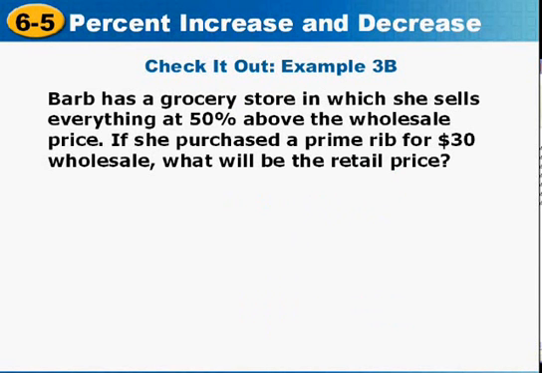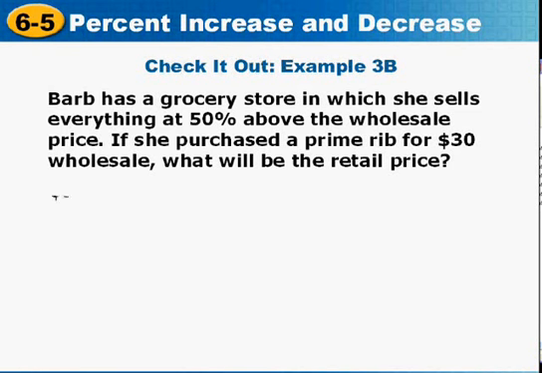One more, check it out. Barb has a grocery store in which she sells everything at 50% above the wholesale price. If she purchased a prime rib for $30 wholesale, what will be the retail price? So again, this is marking up. Press pause, attempt this problem.